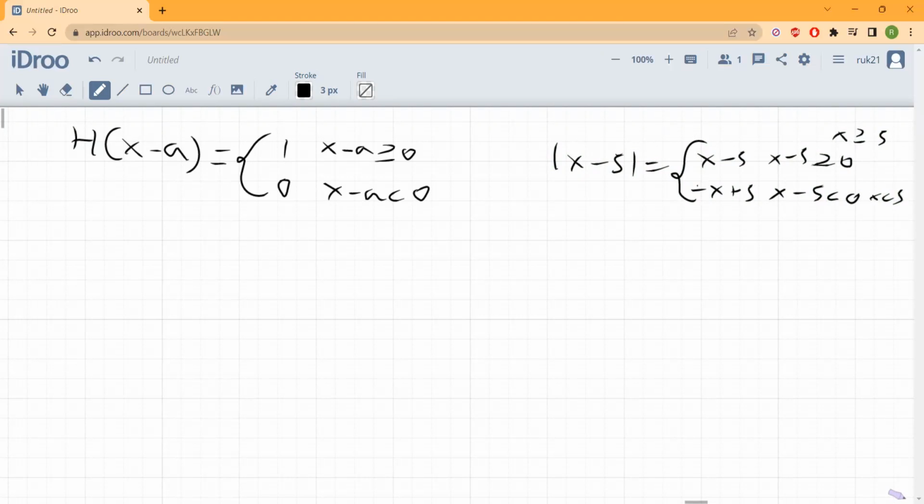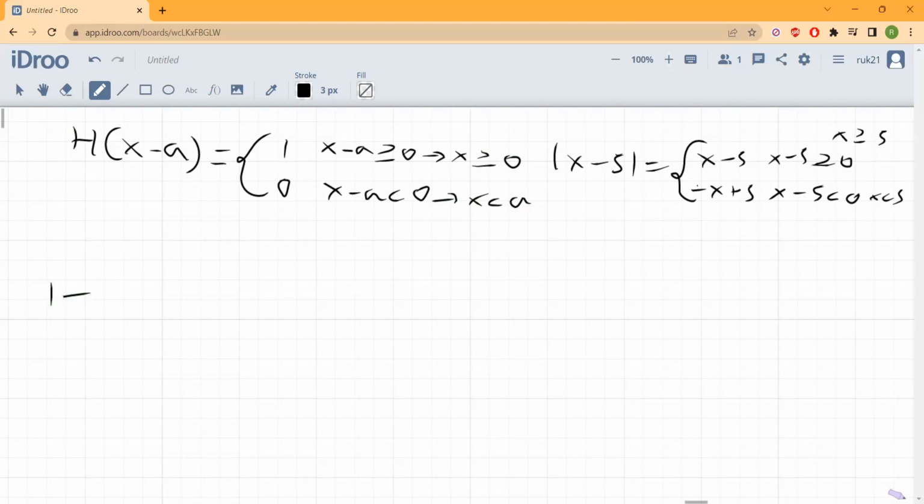And so over here, what we can also do is simplify it, where it's going to be 1 when x is greater than or equal to 0, and it's going to be 0 when x is smaller than a. And this makes sense if you think about it. If x is bigger than a, then something bigger than a minus a is going to give you something bigger than 0, so you're going to get a 1. And if not, you're going to get a 0.